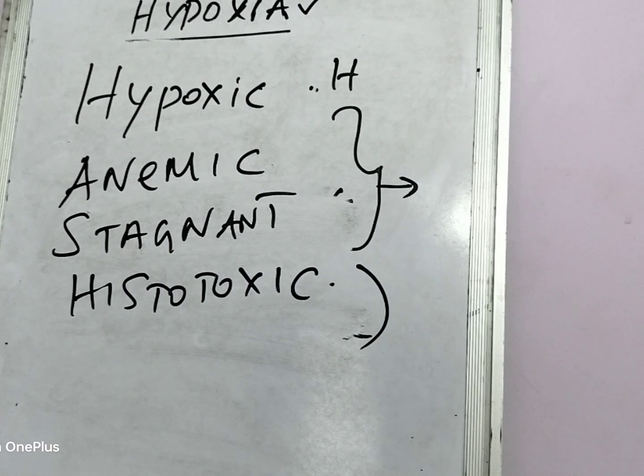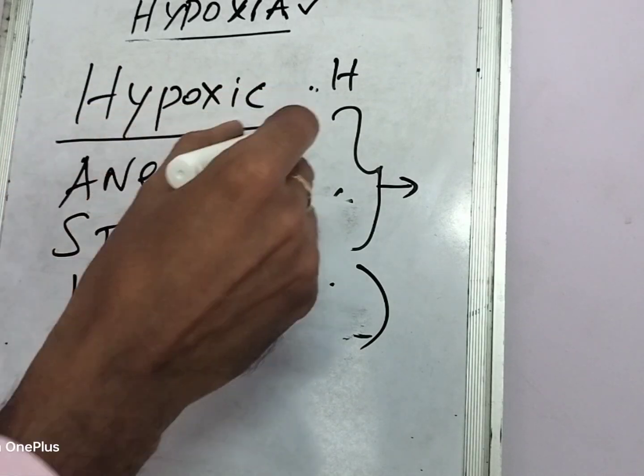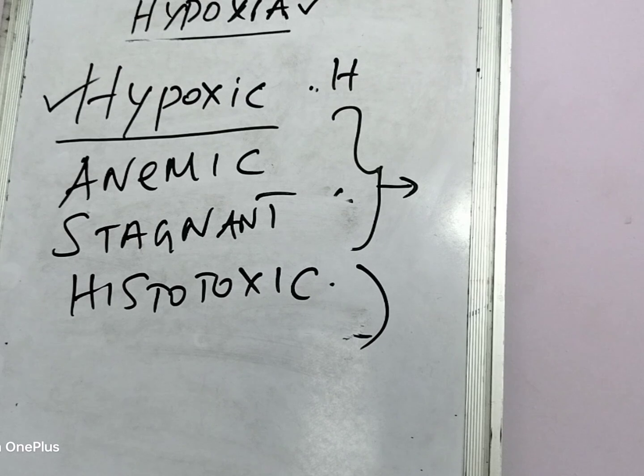And why are we worried about the hypoxia? Because hypoxia has so many effects on the cell. So it may lead to cell death. So this hypoxia can be treated with oxygen. So oxygen therapy is effective, and is more effective in the first common type, which is called hypoxic hypoxia. Among the 4 types, the most common type is hypoxic hypoxia, where oxygen therapy is 100% effective.